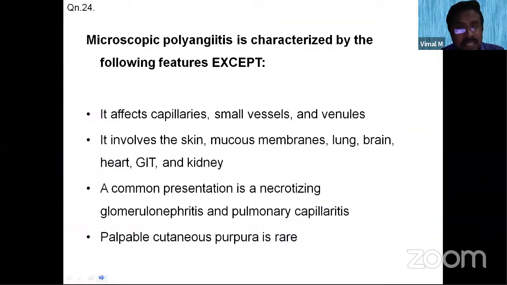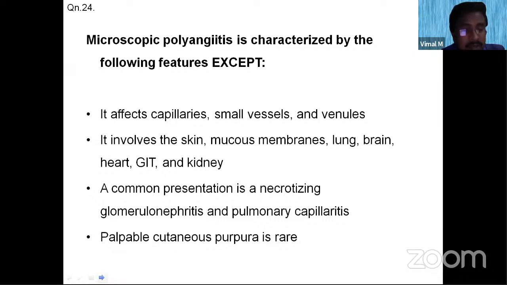So let us come to this question. Microscopic polyangiitis is characterized by the following features, except: you know it affects capillaries, small vessels, and venules. Yes. And also it involves the skin, mucous membrane, lung, brain, heart, GIT, and kidney. And because of this, the presentation is necrotizing glomerulonephritis and pulmonary capillaritis.